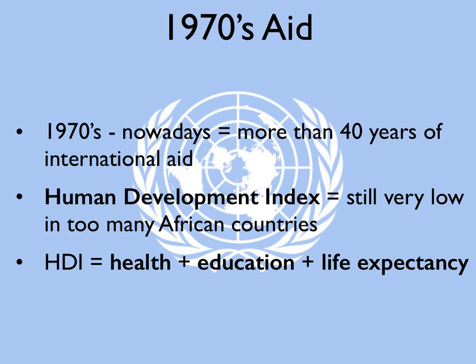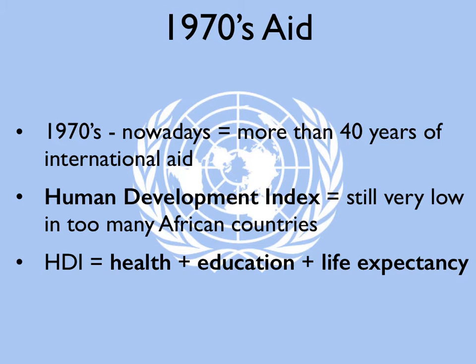And if we look at the Human Development Index, something that we studied earlier, well, it's kind of sad, but it's still very low, in my opinion, in too many African countries, right? So just to remind you, the Human Development Index measures health, education, and life expectancy. So life expectancy means how long you can live. So it's another way of measuring your standards of living, right?